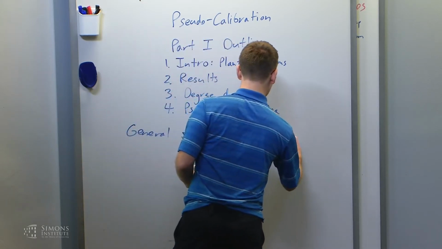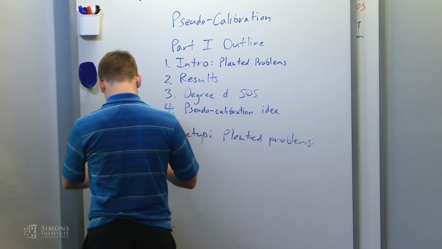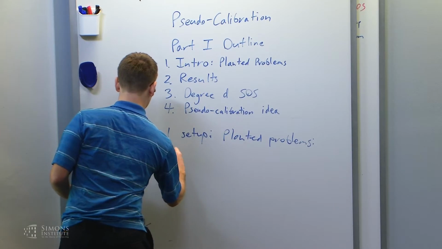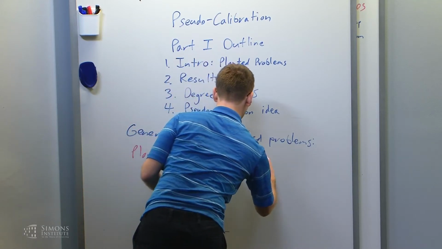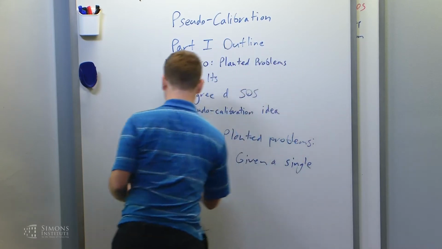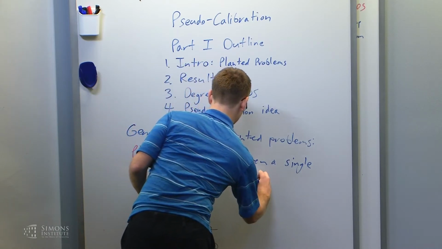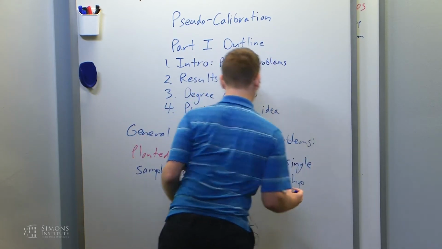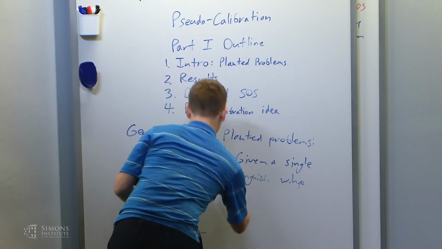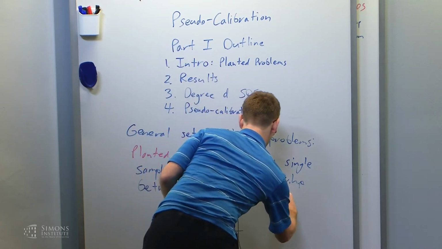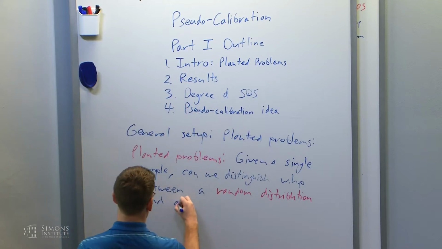So we can apply it on planted problems, where planted problems ask, given a single sample, can we distinguish with high probability between a random distribution and a planted distribution?